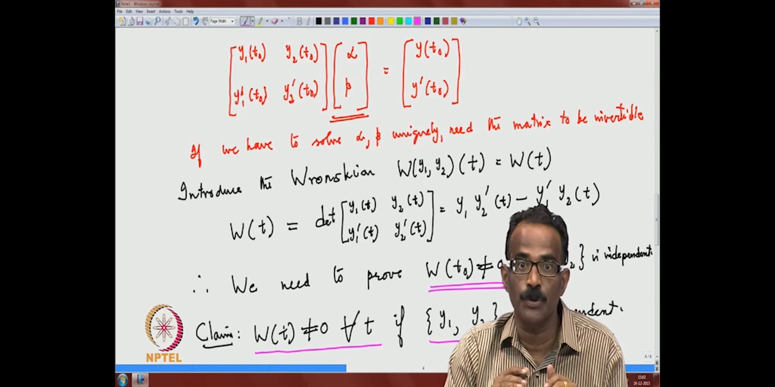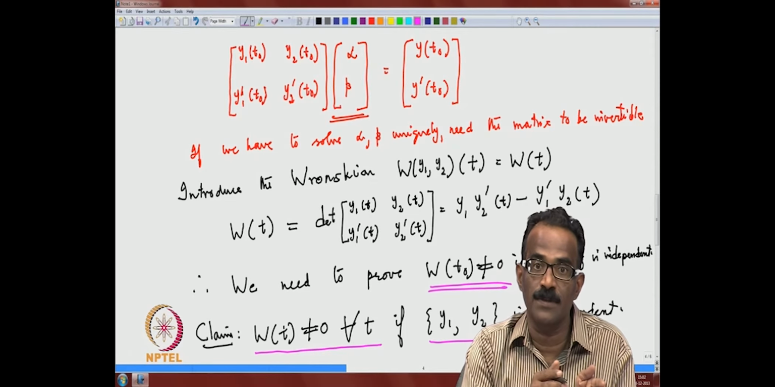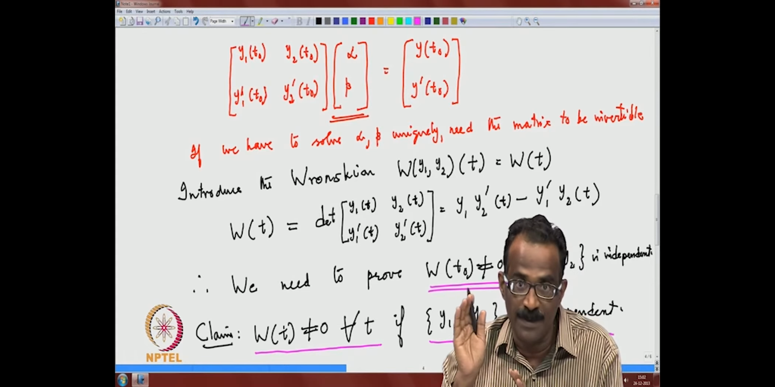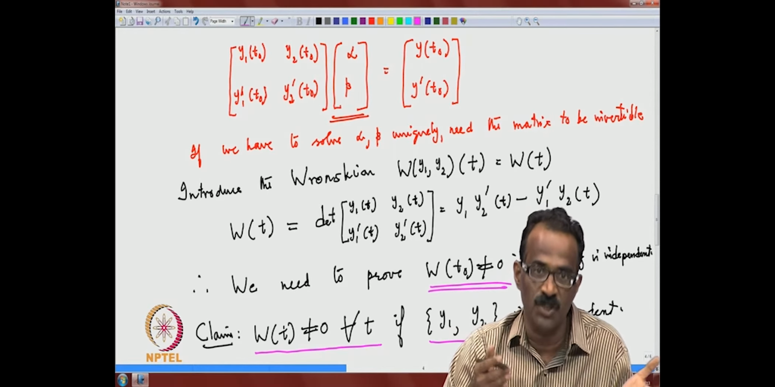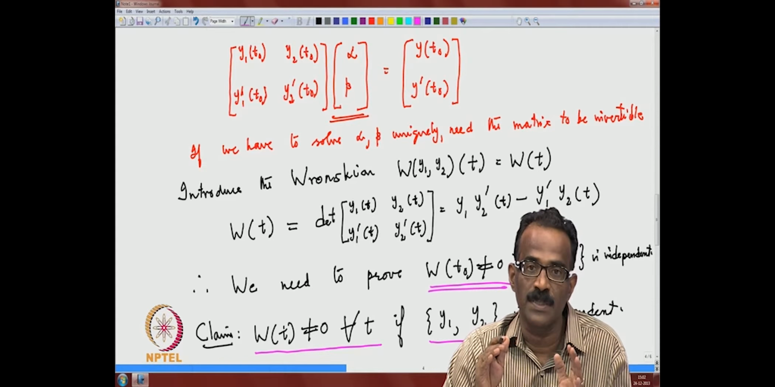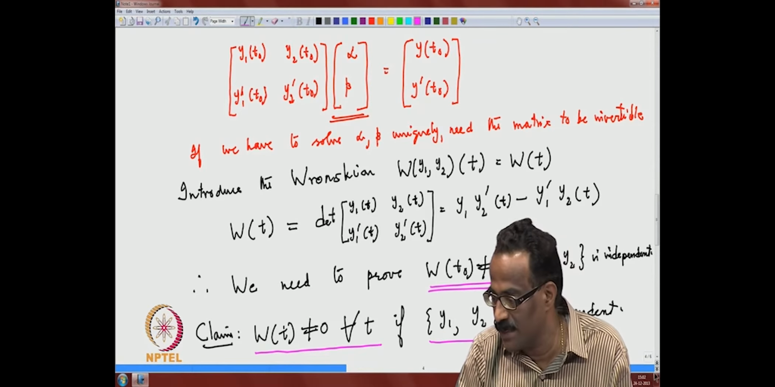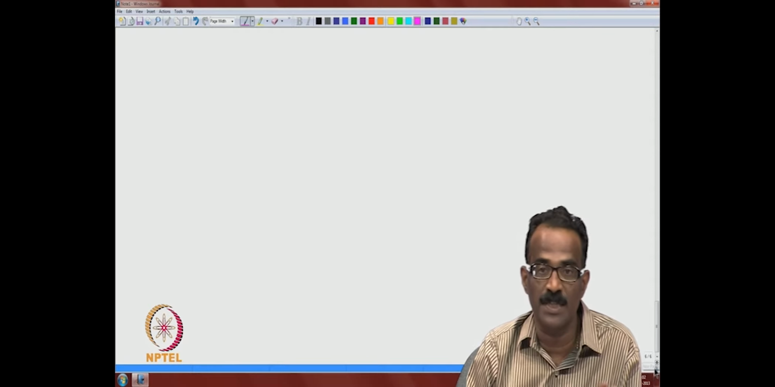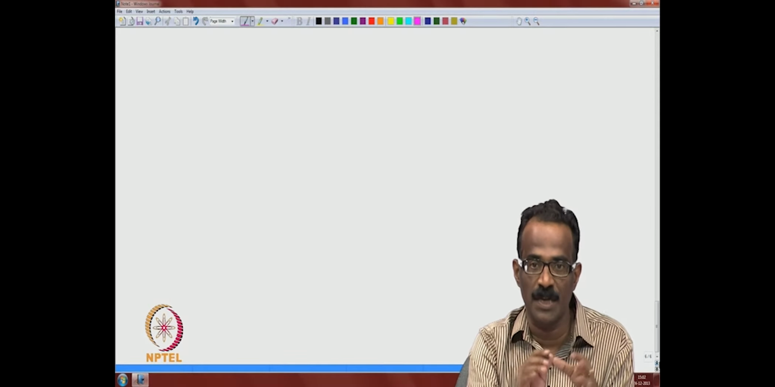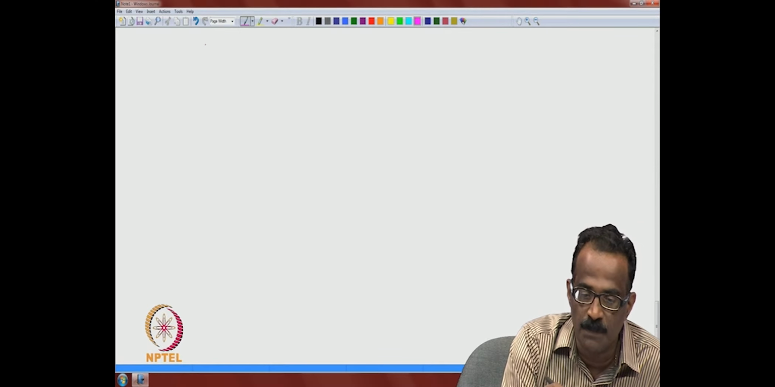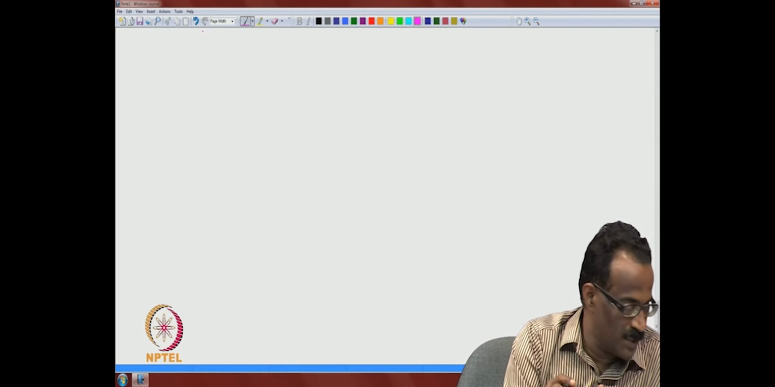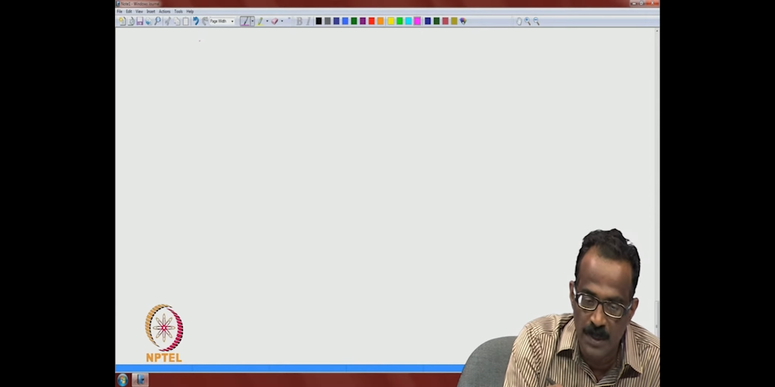Now, what we have to show is that W is identically 0 only if y1 y2 is dependent and W is never 0 if y1 y2 is independent. So, that is the next claim to be proved. That proves your theorem as well as the proposition. Everything is complete the moment we prove this proposition. So, the first proposition is proved if we prove this proposition.